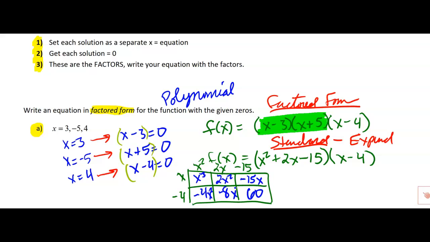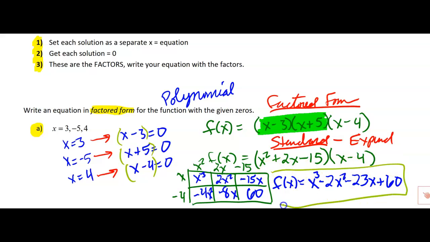Now I look for my like terms. Generally, in this method, the like terms end up in the diagonal, x squared and x squared, x and x. So I'm just going to write my final answer in expanded form. F of x equals x to the third minus 2x squared minus 23x plus 60. And that is how you expand your set.